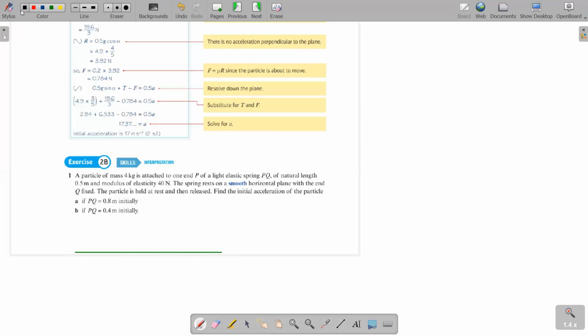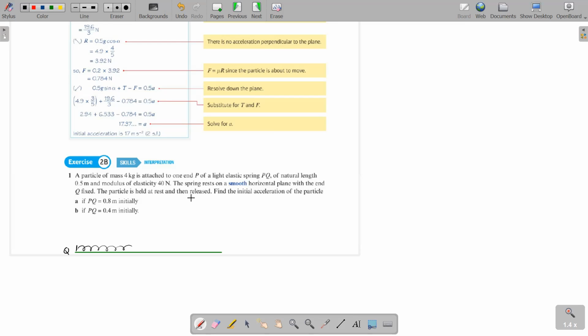So this is the end Q, and you can draw a spring here. I think you can see the difference between a spring and a string. I'm drawing it like this, or else you could even draw a line, but I'll draw the spring in this manner. They say the natural length is 0.5, the lambda value is 40, and the spring rests on a smooth horizontal plane with the end Q fixed. The particle is held at rest and then released.